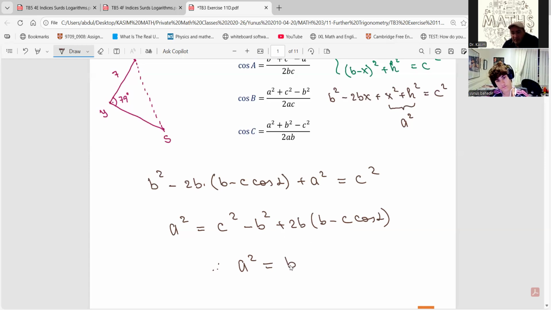So I have here B squared, I'm just writing in alphabetical order, C squared and minus 2 times B times C times cosine of alpha. So I have expressed A in terms of B and C and alpha.